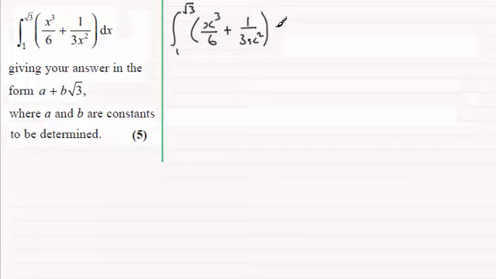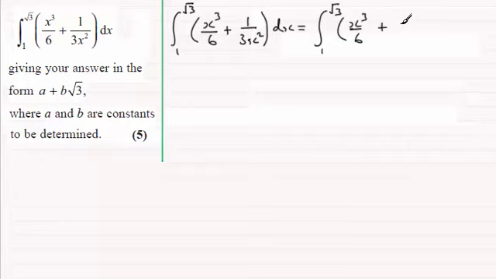What I'll do is I'll just border that off and copy in the integral that we're given. The integral from 1 to root 3 of x cubed divided by 6 plus 1 over 3x squared, integrated with respect to x. Now the first thing I'd want to do is change this term here. Using the reciprocal rule, 1 over x squared is x to the power minus 2.